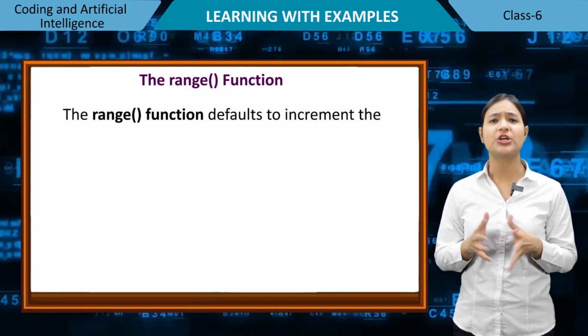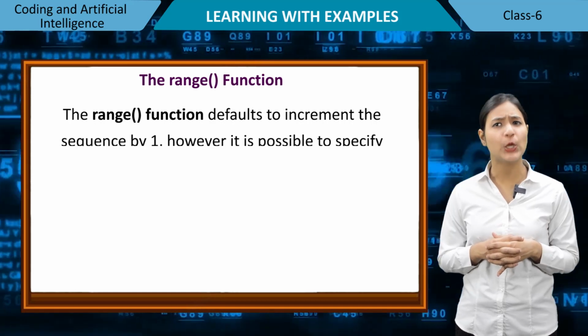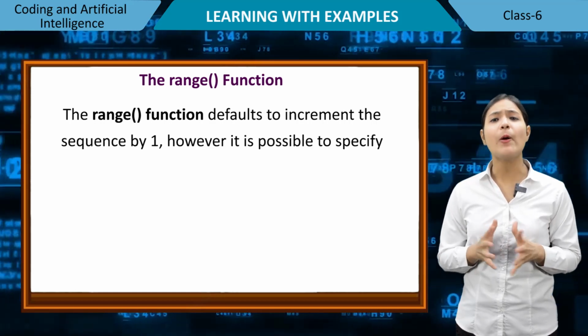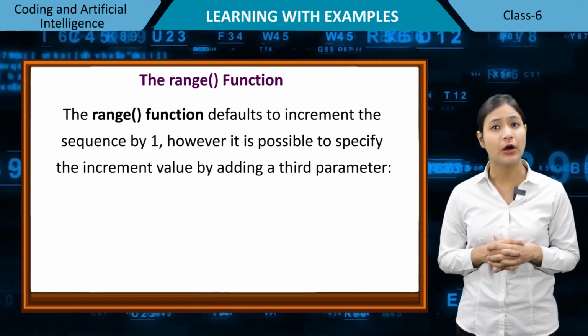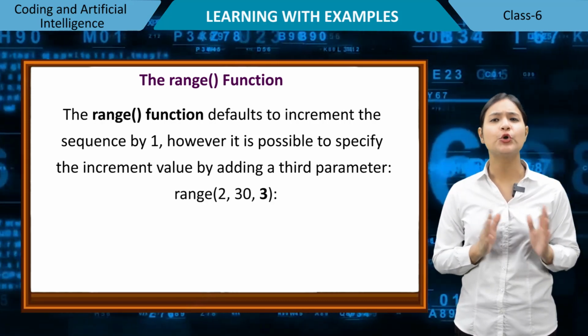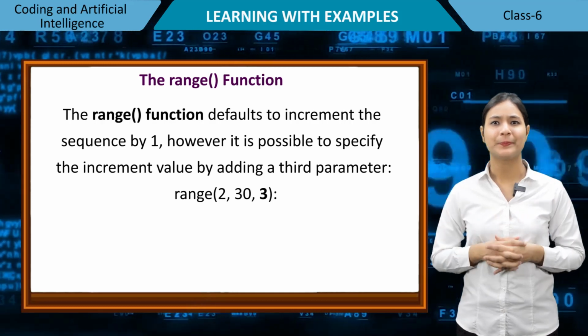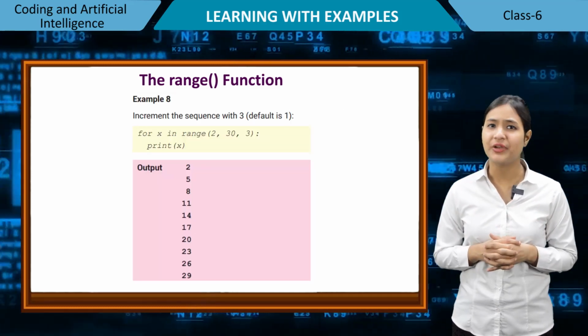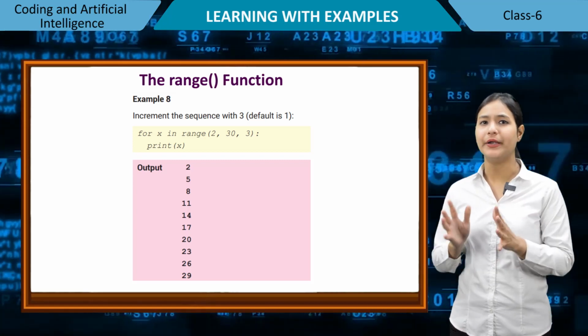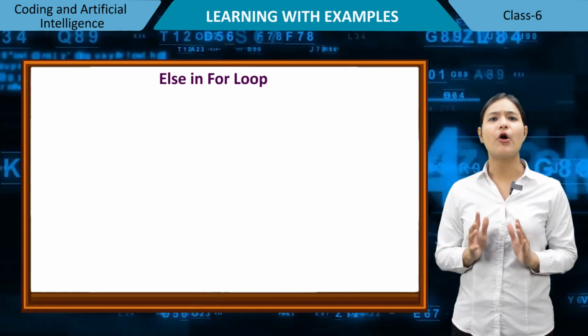The range function defaults to increment the sequence by 1. However, it is possible to specify the increment value by adding a third parameter: range(2, 30, 3). Example 8. Increment the sequence with 3. Default is 1.